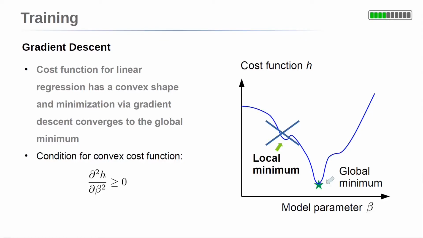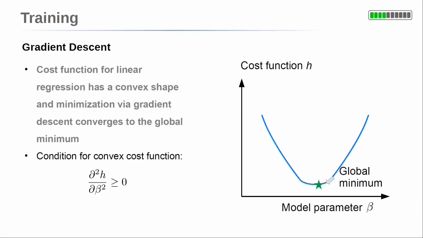For our optimization problem of the mean squared error cost function and the linear regression model, no local minima can occur. Even better, we can prove that the gradient-based minimization approach always converges to the global minimum. This is mainly because the cost function has a convex shape. The condition for a convex shape is that the second-order derivative with respect to one of the beta parameters is always positive.